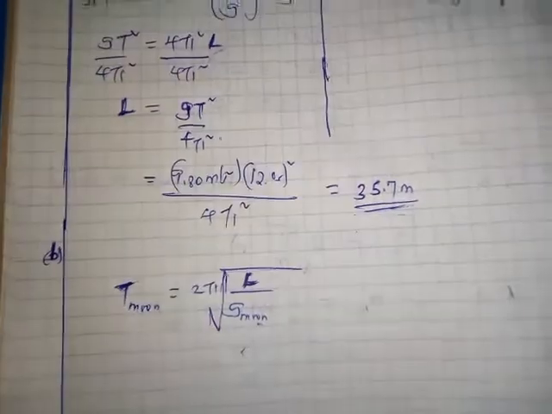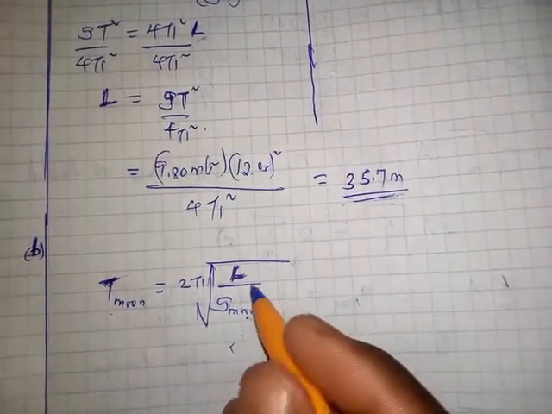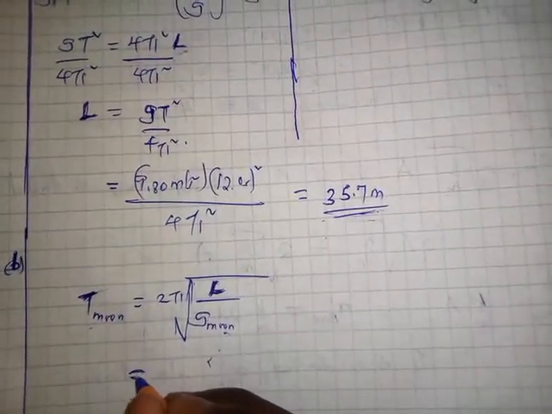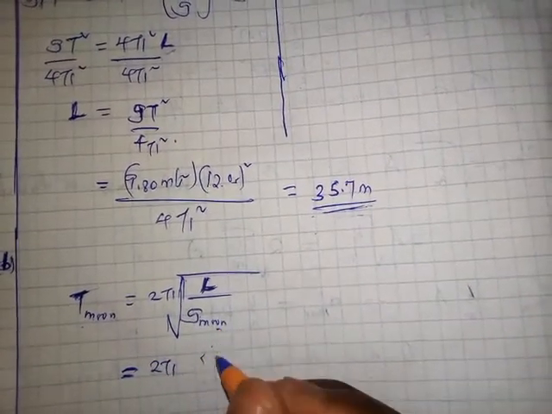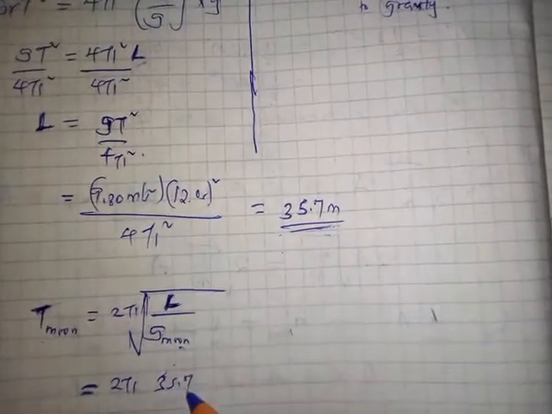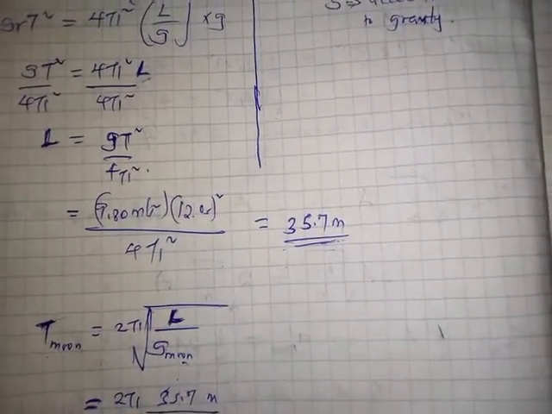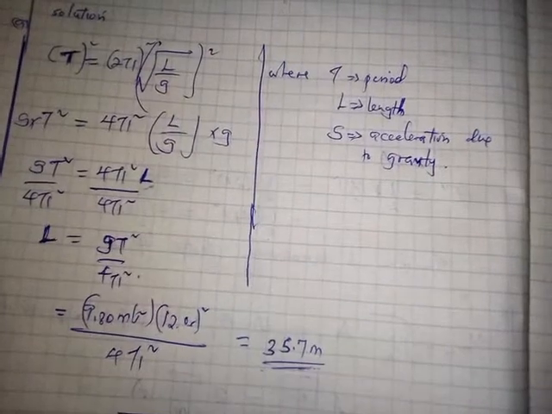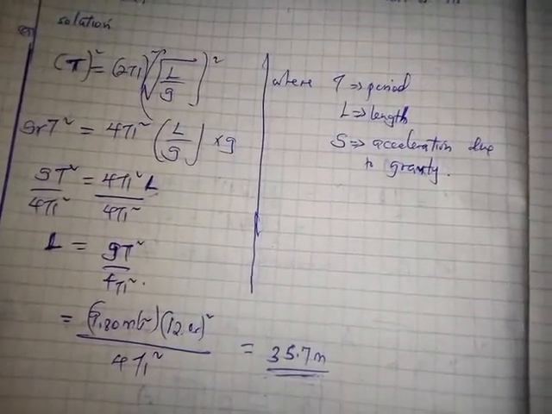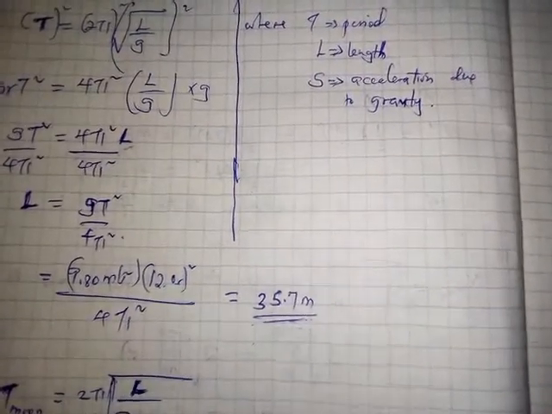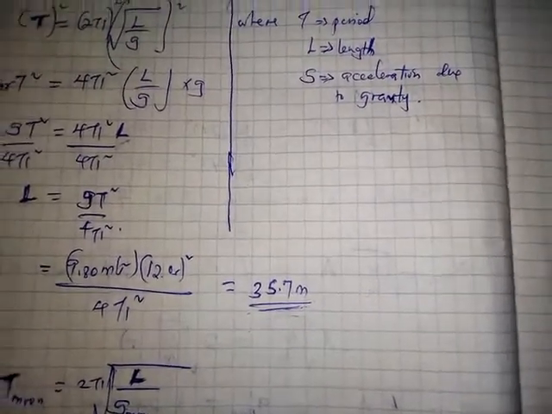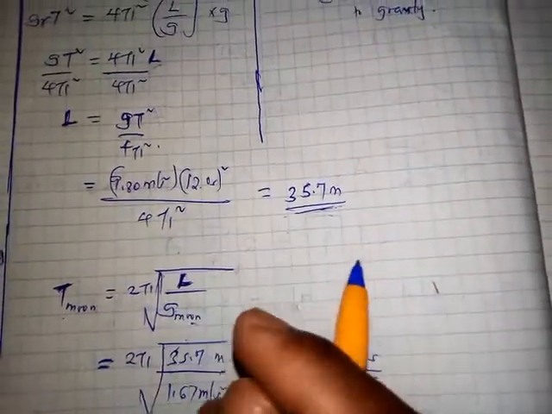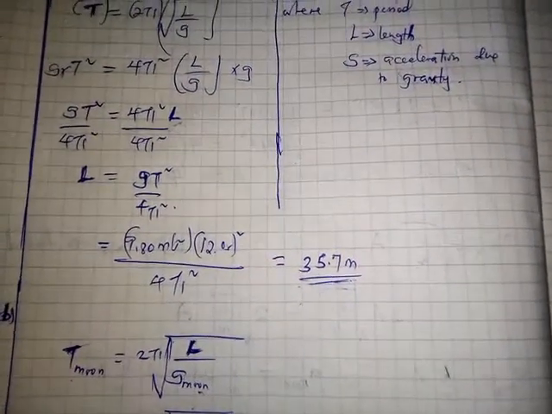So the period T on the moon is equal to 2π times the square root of L over g. So we substitute in the values: 2π times the square root of 35.7 meters, which we found, over the gravitational acceleration on the moon, 1.67 meters per second squared. So that we get 29.1 seconds, and that's the answer. We are done with part A and part B.